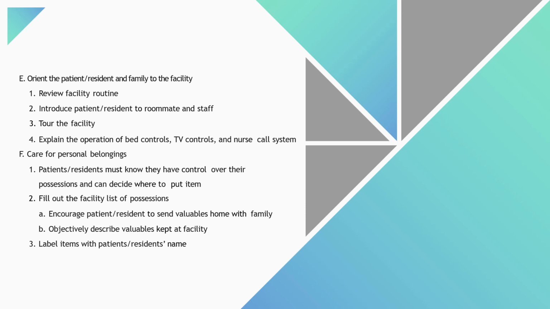Care for personal belongings. The patient or resident must know that they have control over their possessions and can decide where to put them. Fill out the facility's list of possessions. Encourage the patient or resident to send valuables home with their family. Objectively describe valuables that are being kept at the facility. Label the items with the patient or resident's name.